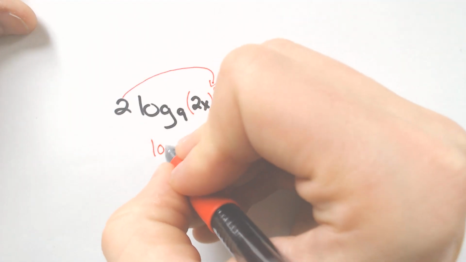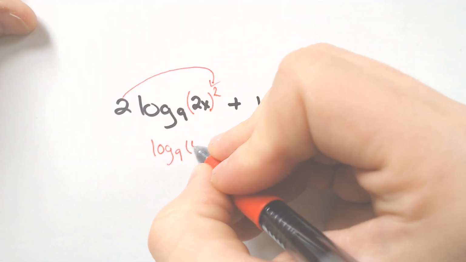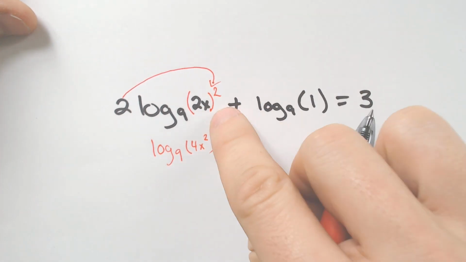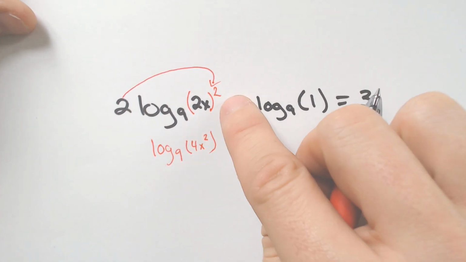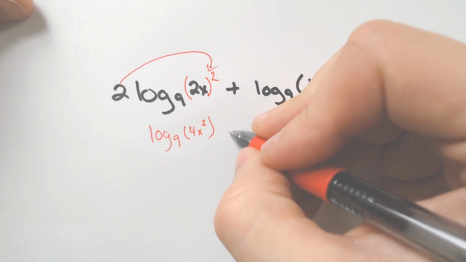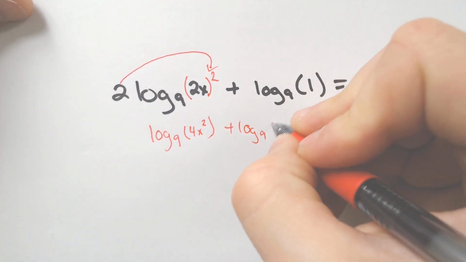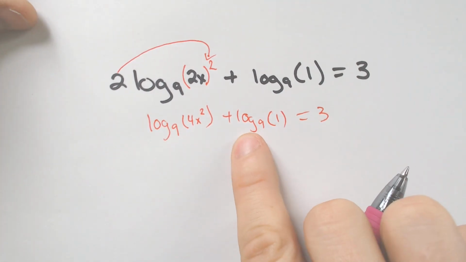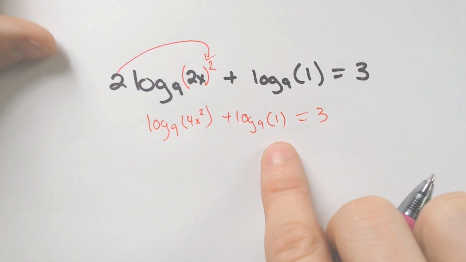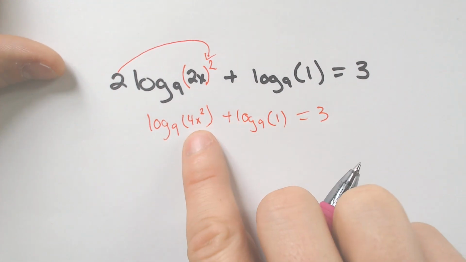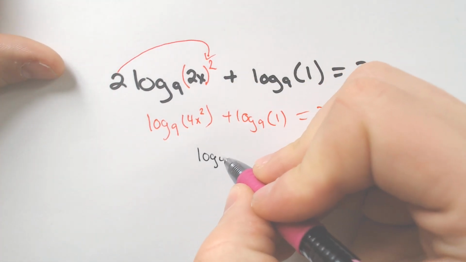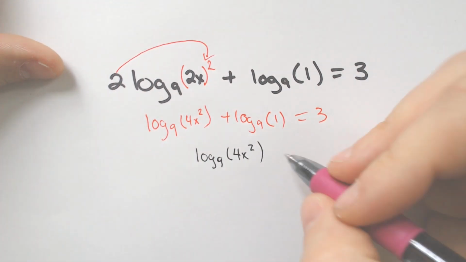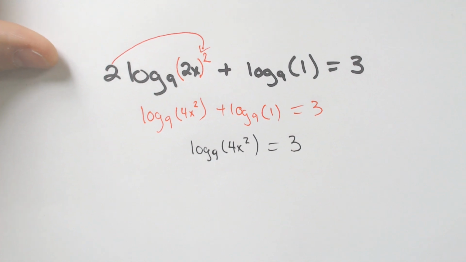So this is really going to make the log base 9 of 4x squared when I distribute the 2 to both of those. The 2 squared makes 4. The x squared is just x squared. Plus log base 9 of 1 equals 3. Because there's a plus in between, we have to multiply these two things together. So 1 times 4 makes log base 9 of just 4x squared. 1 times anything is just itself, equals 3.